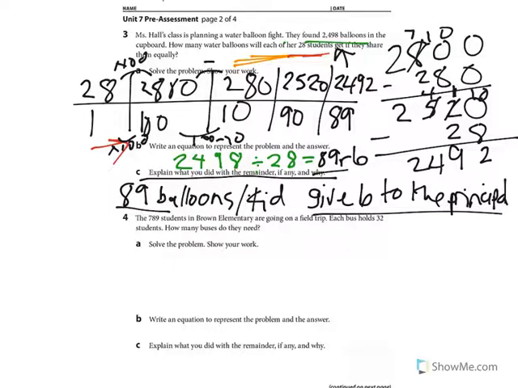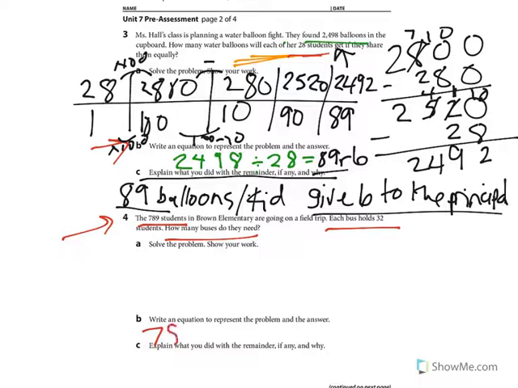Okay, let's move on to number 4. The 789 students in Brown Elementary are going on a field trip. Each bus holds 32 students. How many buses do they need? Okay, again, I'm going to think to myself, what do I have? I have 789 students. What am I doing with it? I'm splitting them onto buses. Each bus holds 32 students. What am I trying to find out? How many buses do they need?